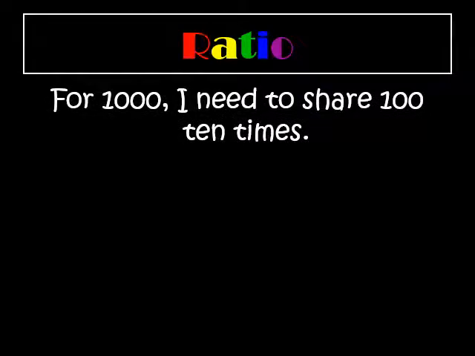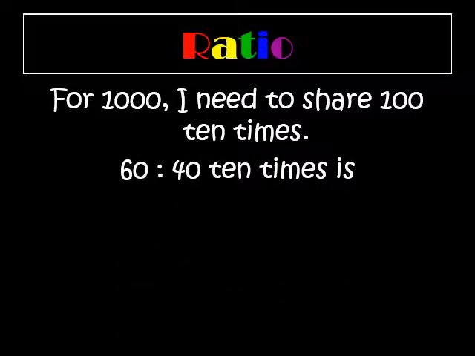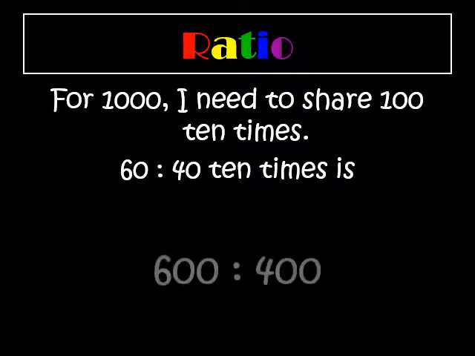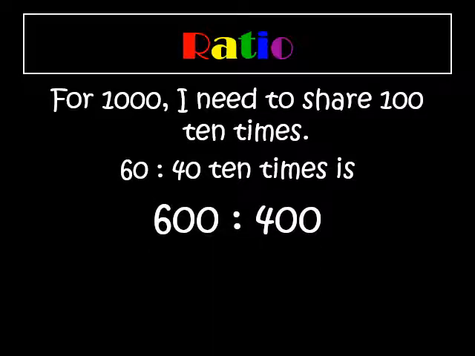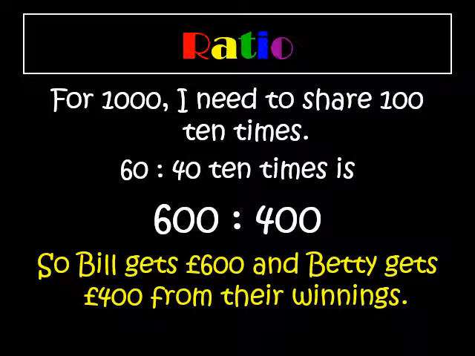1000. I need to share 100, 10 times. Isn't it? 100 into 10 will give me 1000. So the 60:40, 10 times. That means I am multiplying both by the number 10. It gives me 600:400. So Bill gets £600 and Betty gets £400 from their winnings. Yes, this is a fair way of sharing the prize money.